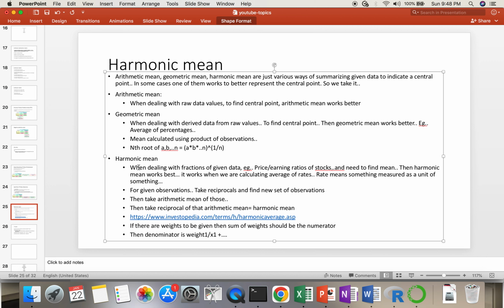Harmonic mean is used when dealing with fractions of given data. Of the raw data points, we have some fractions. For example, in case of stocks, we have the price to earnings ratio, price by earnings per share, P by E. If we have those P by E values for certain stocks and we want to find a mean of those P by E's, harmonic mean works best.